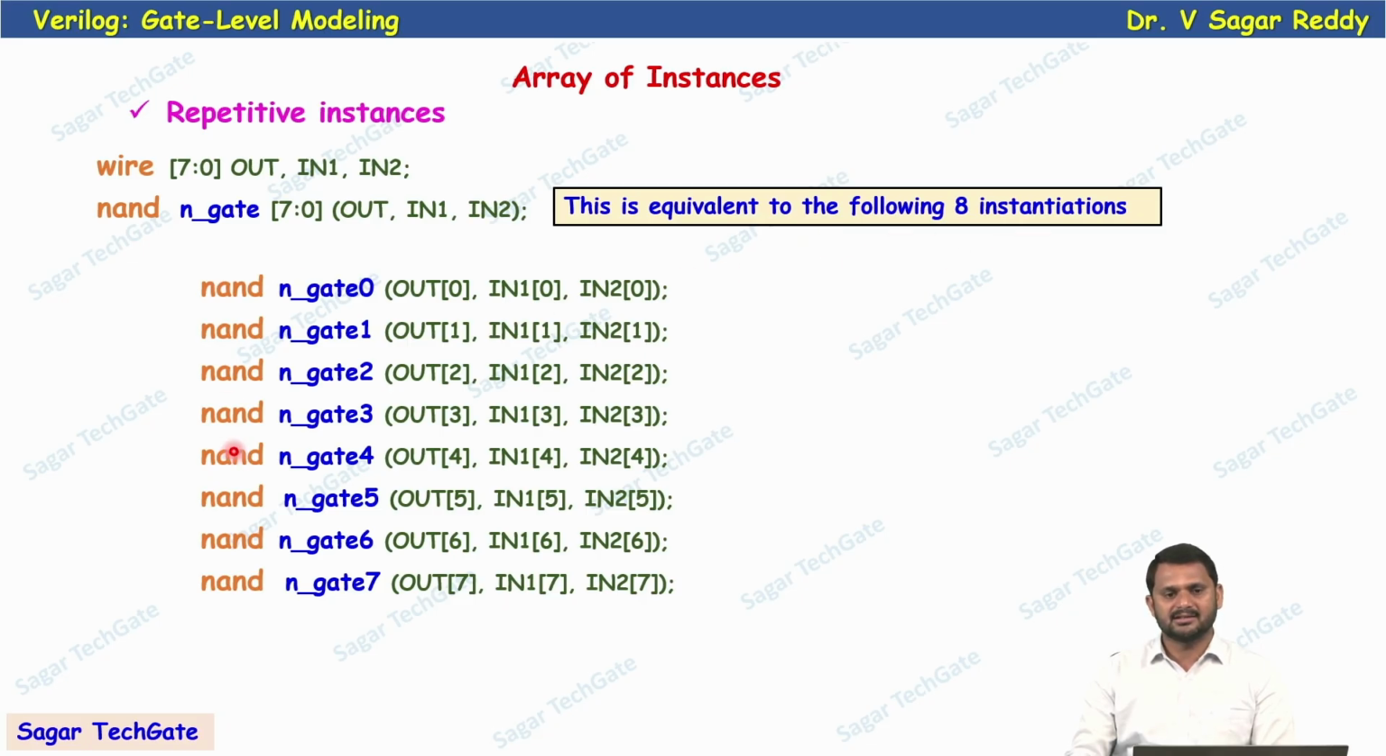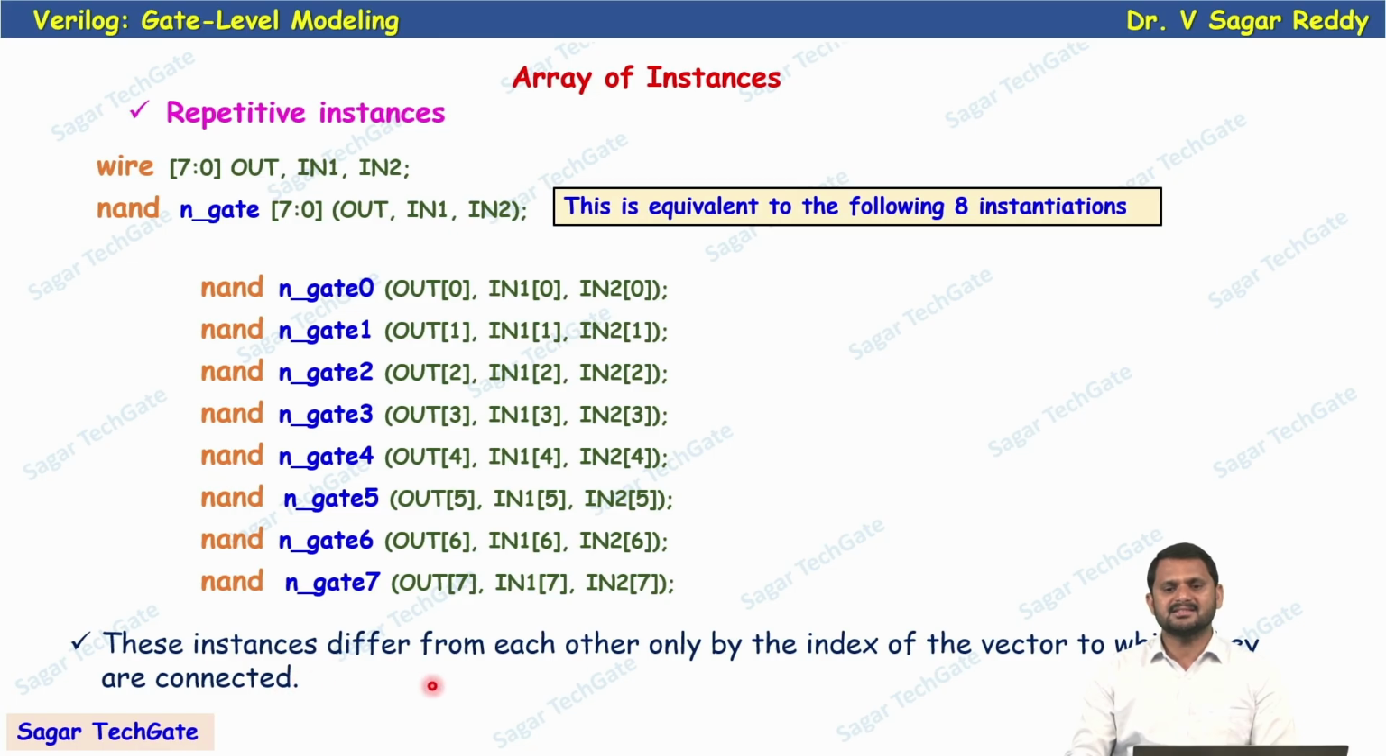So we can write it like this, or else we can use a single statement like nand instance name [7:0], output, in1 and in2. That is the meaning here: this is gate 0, gate 1, gate 2, gate 3, like that. This is the 0th index of out, the 0th index of in1, the 0th index of in2. These instances differ from each other only by the indexing of the vector to which they are connected. All are the same, only in index terms they are different. This is known as repetitive instances.